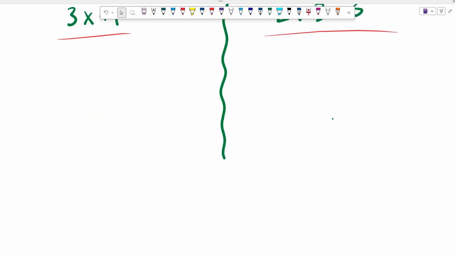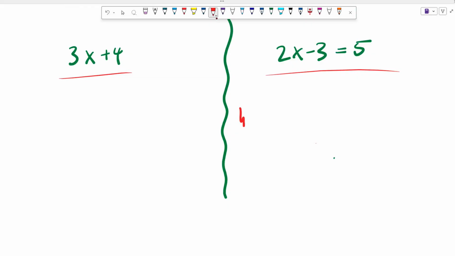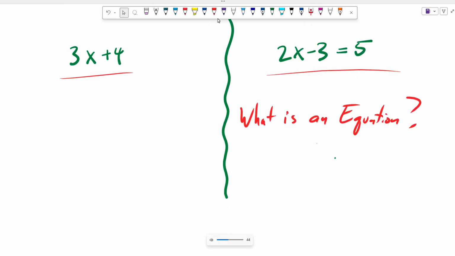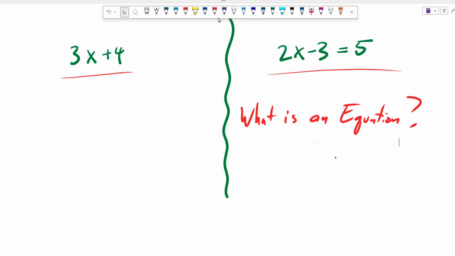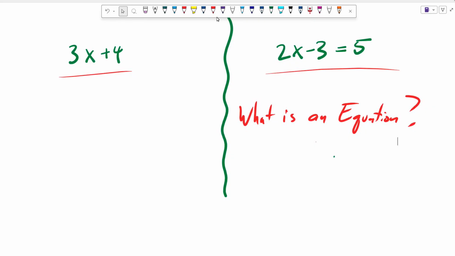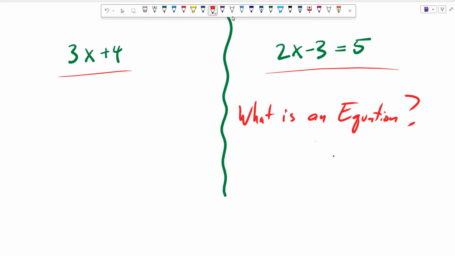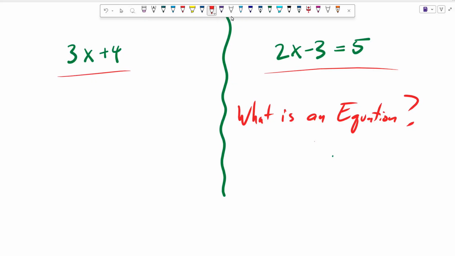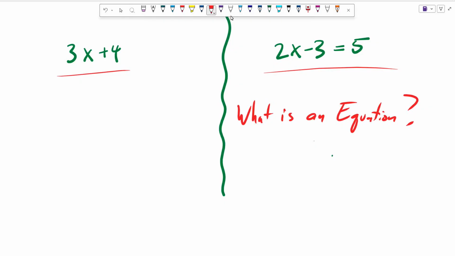I just had a student today say, what is an equation? Anybody know what the definition of an equation is? Take a wild guess. Like two expressions brought together by an equal sign. So we definitely have one expression, another expression, and then an equal sign in between.